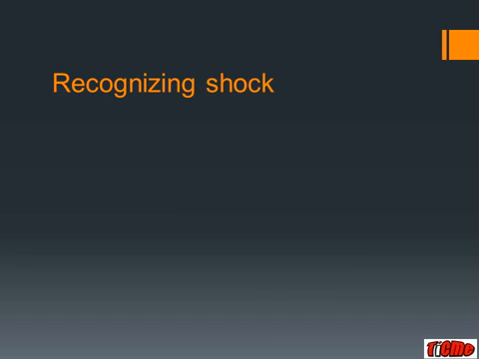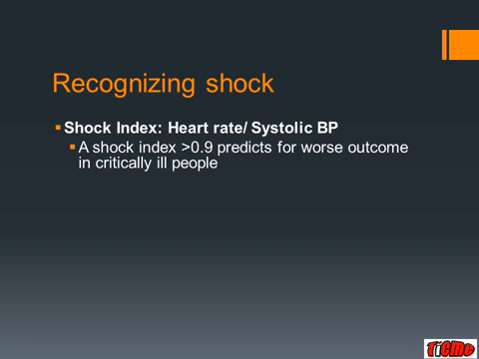So how do we recognise shock? Well, there's a couple of things that can help. There's a principle called the shock index, which is essentially the heart rate divided by the systolic blood pressure. And this has been studied quite a bit since it was first come up with in the late 90s, and essentially will predict for a worse outcome in critically ill people. So basically, if a shock index is greater than 0.9, you'll do worse.